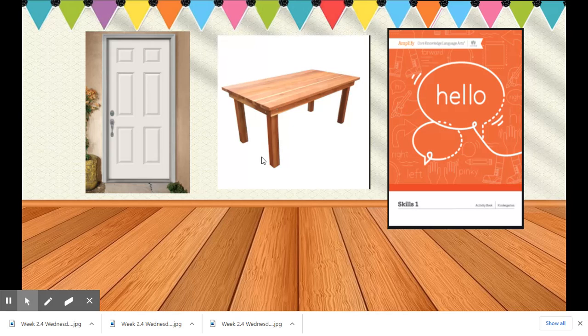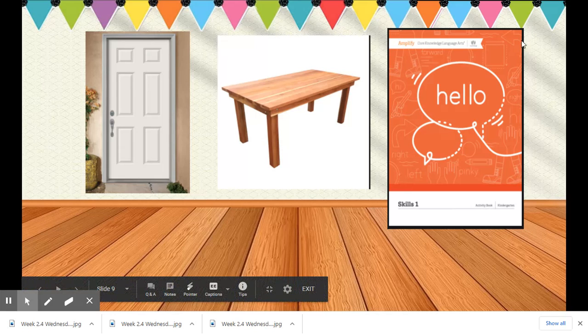All right, so these are some real life items that we know of that we've seen that are shaped like a rectangle. So of course we have a door. Okay, because it has those 4 straight lines or those 4 sides, and it has the 4 vertices. The tabletop is also shaped like a rectangle because it has the 4 straight lines or the 4 sides, the vertices. And also your skills book that you have is also shaped like a rectangle because it has those 4 straight lines and it has the 4 vertices. Okay.